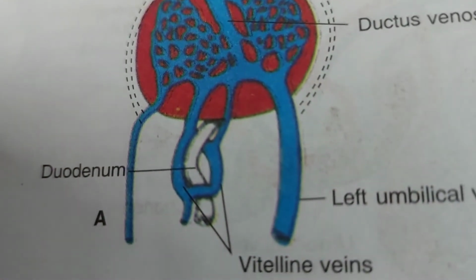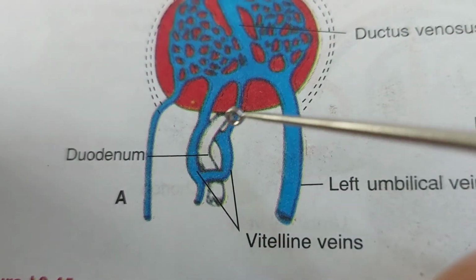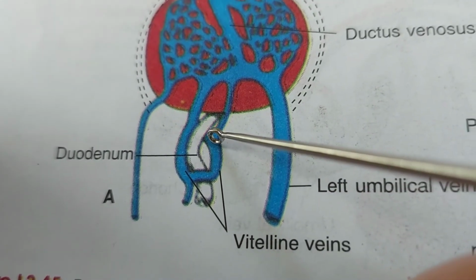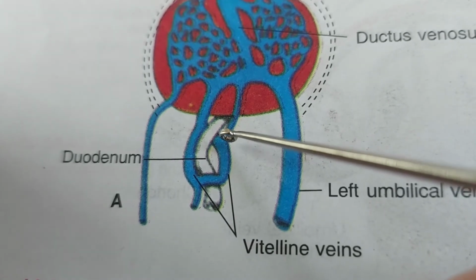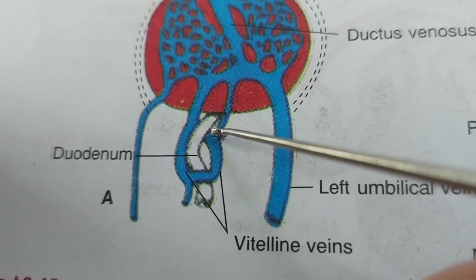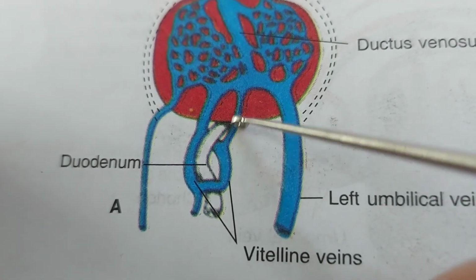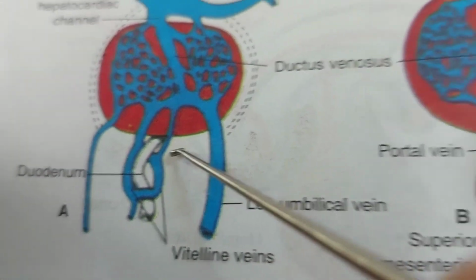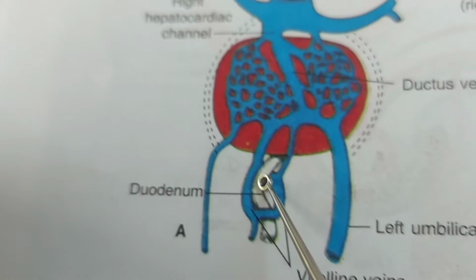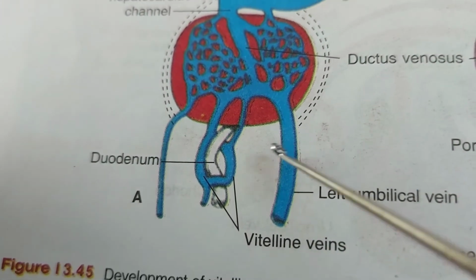Here is the right vitelline vein, it remains unchanged, and in the left vitelline vein, we can see the anastomosis between left and right become prominent, and the proximal part from the anastomosis is becoming narrow. Finally they disappear on the left side, we can see here. And this is behind the development of the portal vein.